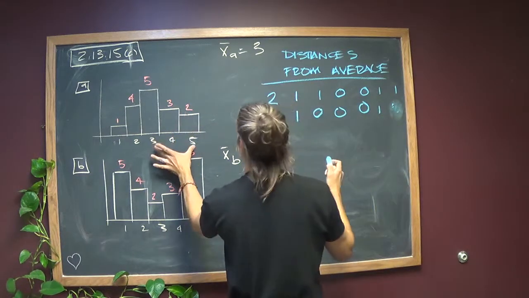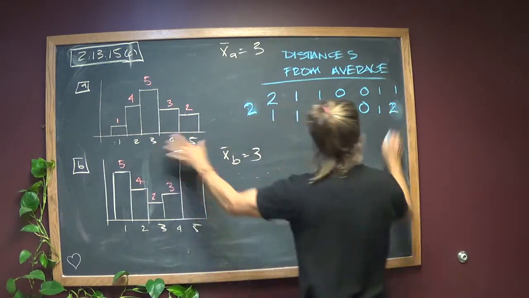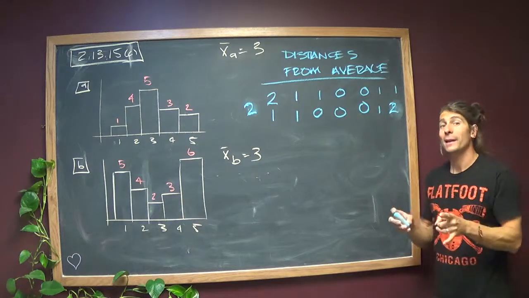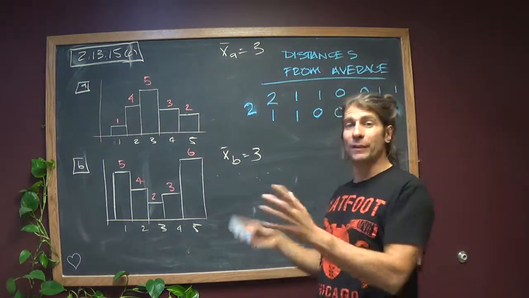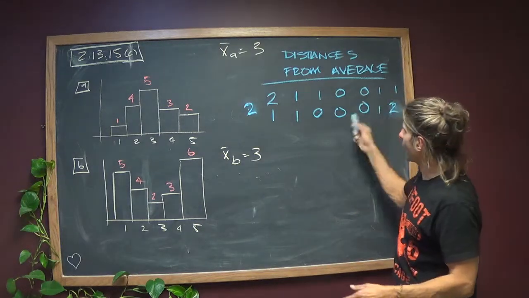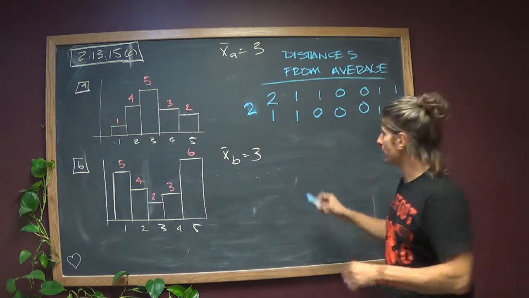There are 2 that are 2 units away from average. So, in order to think about the standard deviation of these data values, we'd have to average those right there. We'll come back to that momentarily.